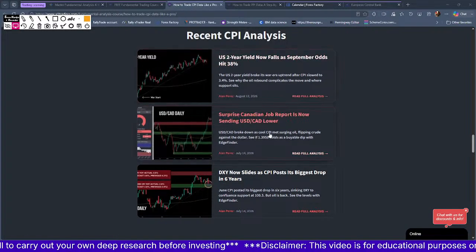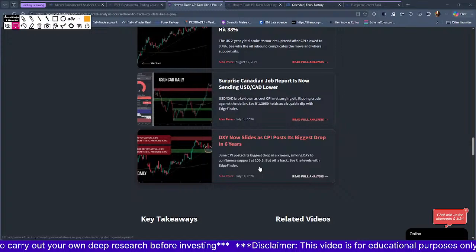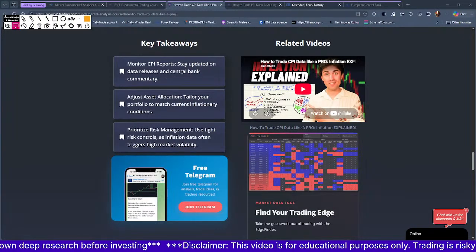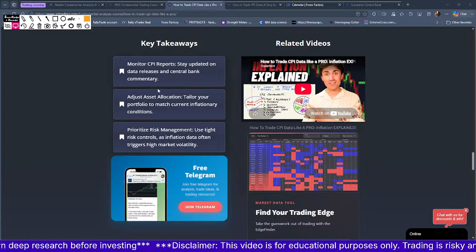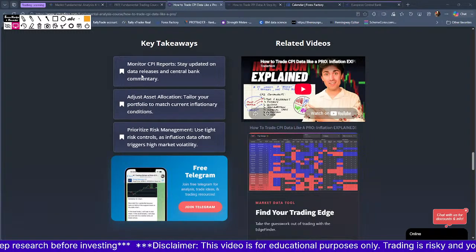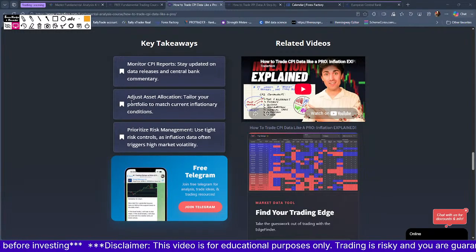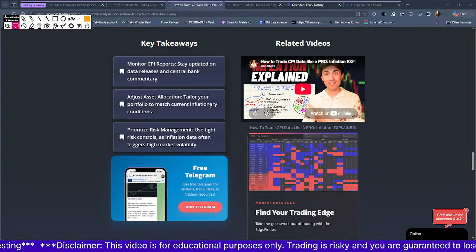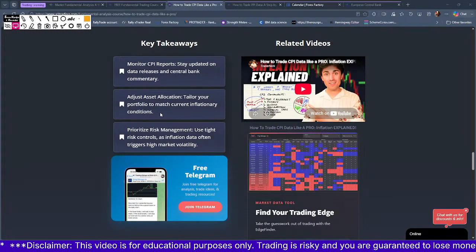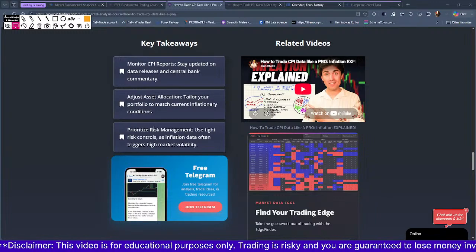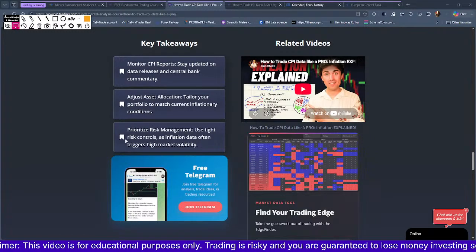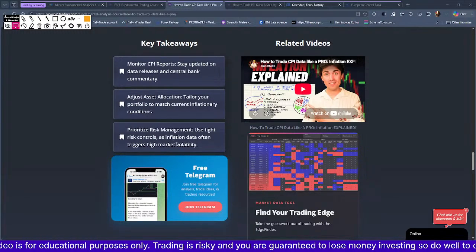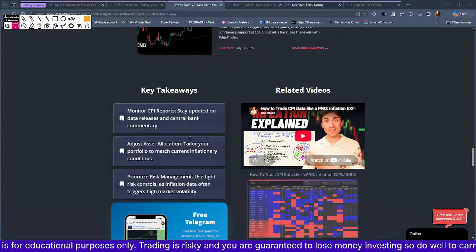So all of these are things related to CPI. I don't need to read them much. So monitor CPI reports, stay updated on the data releases and central bank commentary. Central bank usually comments based on this stuff, so always listen to its commentary. Adjust asset allocation, tailor your portfolio to match your country's current inflationary conditions, and then prioritize risk management. Use tight risk controls, as inflation data often triggers high market volatility. So this is all for CPI inflation.